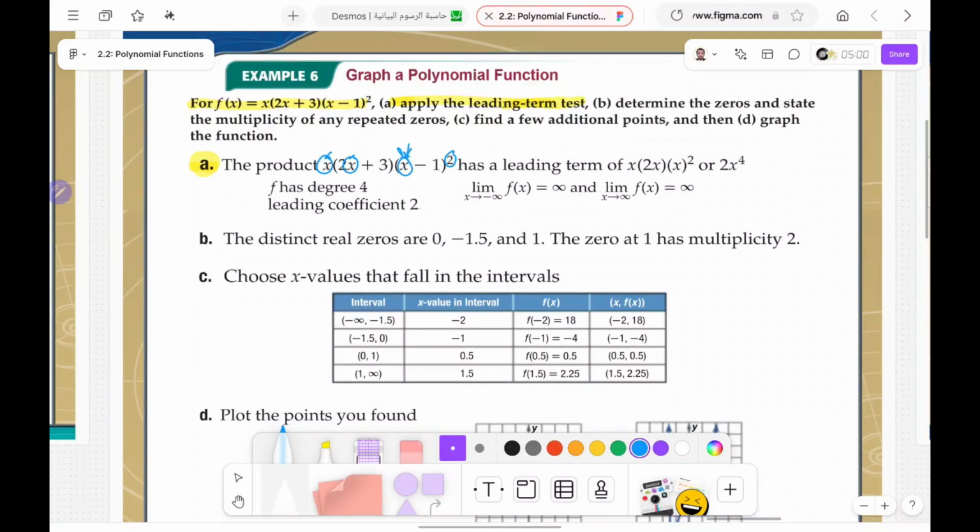So what's the degree for this function? The degree is 4. Okay. Now what's the leading coefficient?